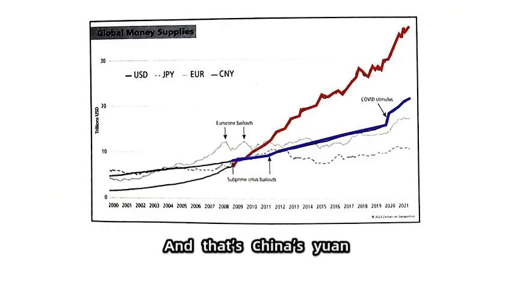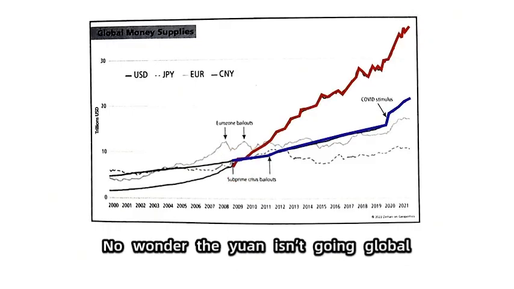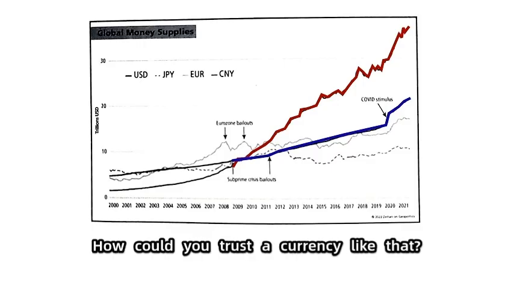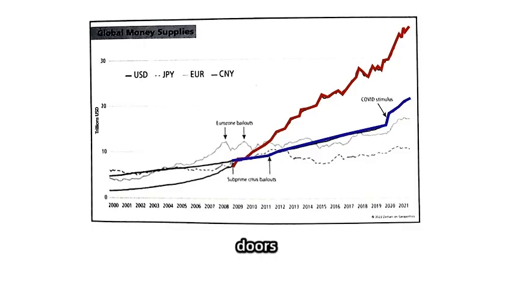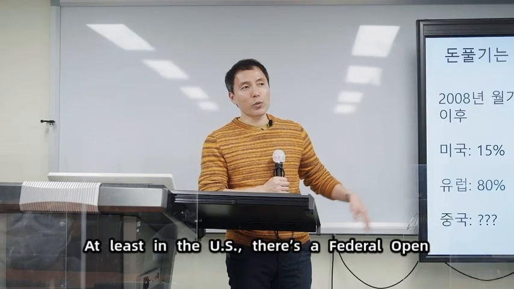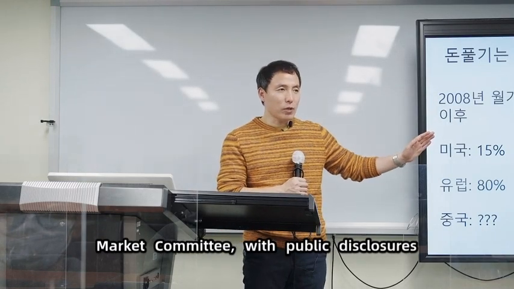And that's China's yuan. No wonder the yuan isn't going global. No country wants to save in yuan. How could you trust a currency like that? Worse, these statistics are decided behind closed doors. At least in the US, there's a federal open market committee with public disclosures.